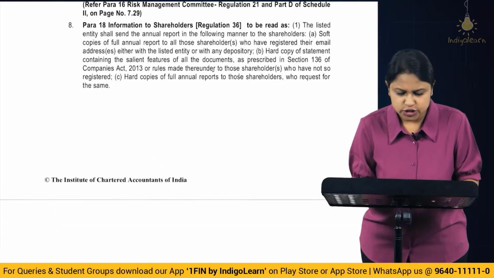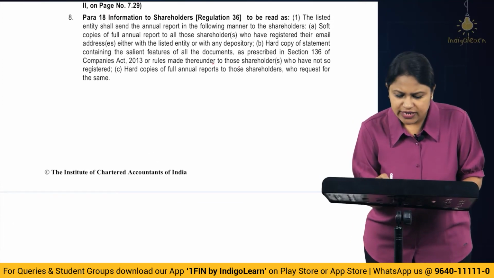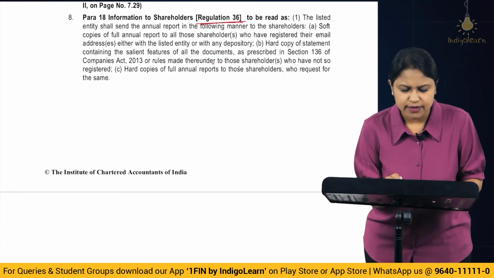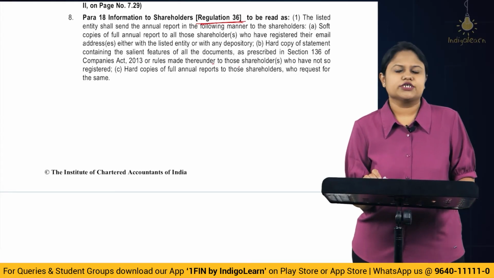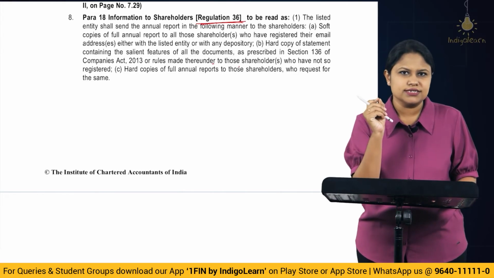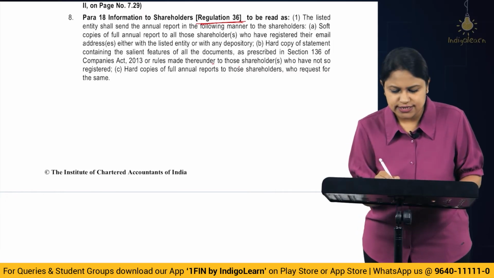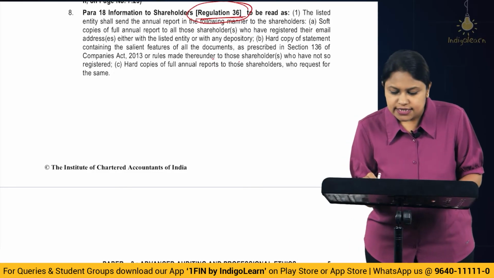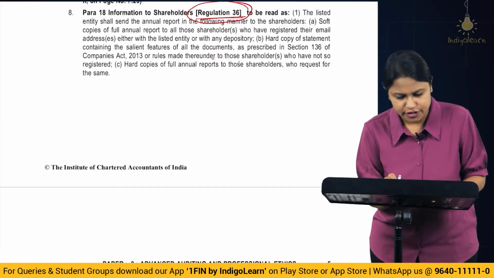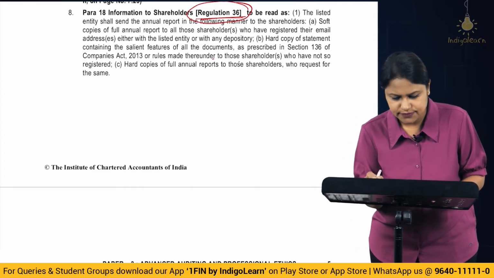Then moving to the next one, we have Regulation 36, which talks about information to the shareholders. Now, with this information to the shareholders, there are minor changes. So I would recommend that you study this entire regulation from the amendment itself. They say the listed entity shall send the annual report in the following manner to the shareholders.